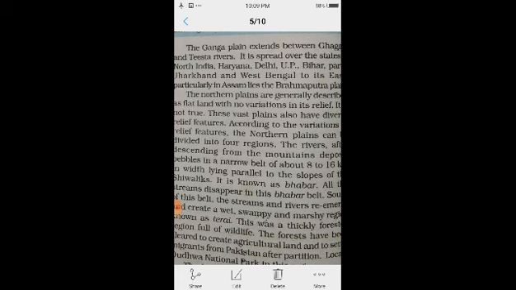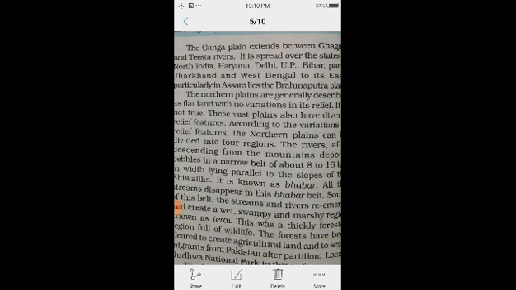This vast plain also has diverse relief features. Though it is called the northern plain, still it has diverse relief features. Means different types of land. According to the variation in the relief features, the northern plain can be divided into 4 regions.